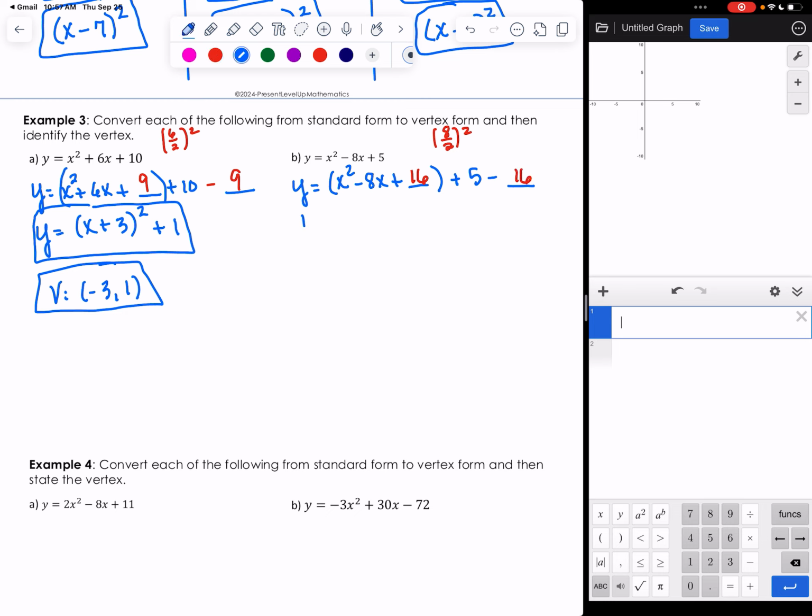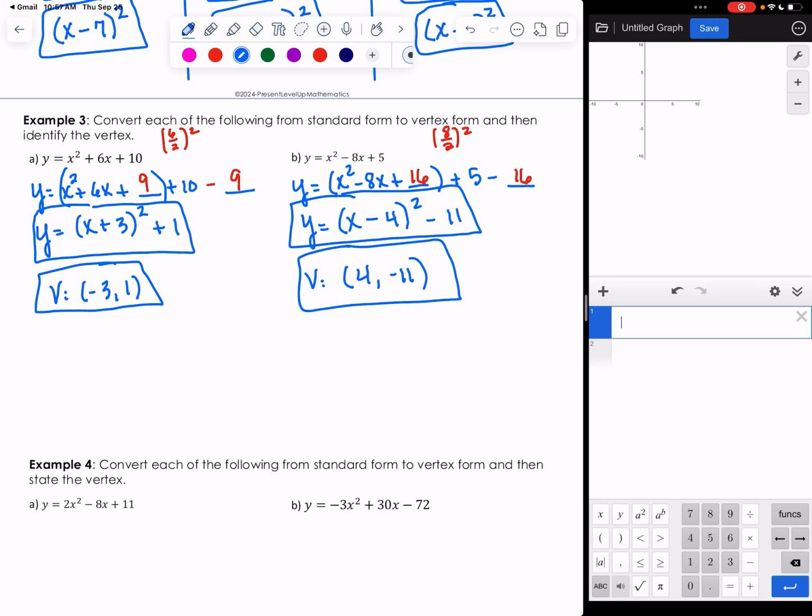All right, so in our next step, we're going to factor this. Remember to take your square root of your first term, which is x, and your square root of your last term, which is 4, and then square it. And then 5 minus 16 would be negative 11. So now we've gone from standard form to vertex form, and we just need to identify our vertex as (4, negative 11).